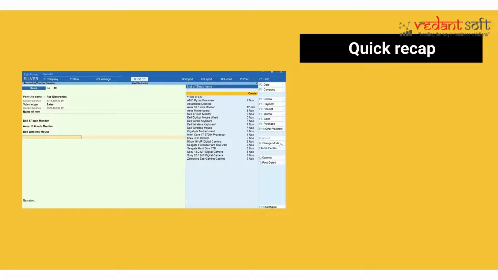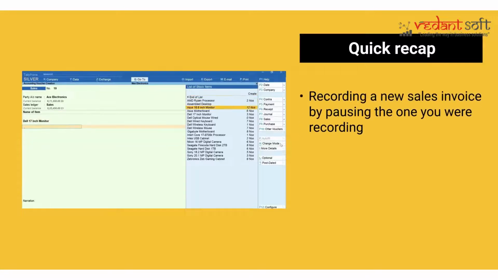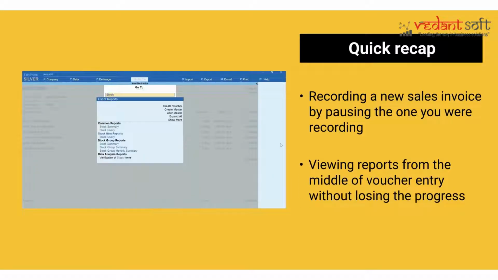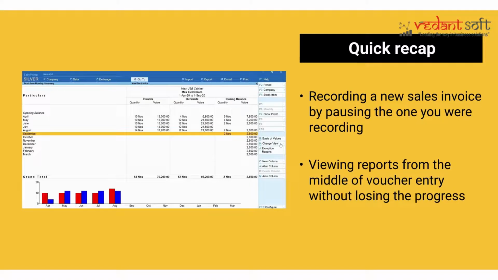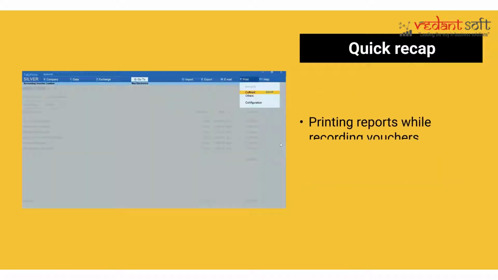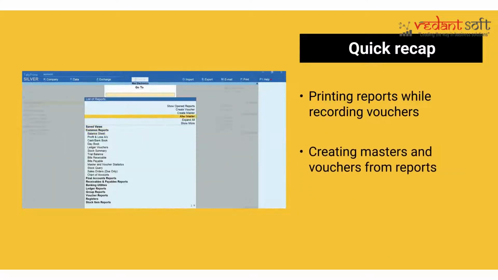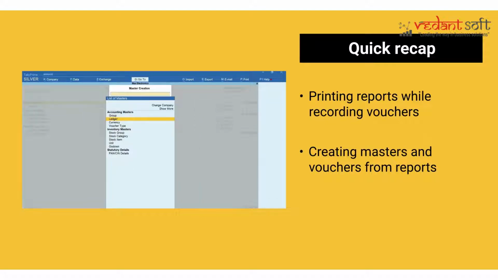Now it's time for a quick recap. Recording a new sales invoice by pausing the one you were recording. Viewing reports from the middle of voucher entry without losing the progress. Printing reports while recording vouchers. Creating masters and vouchers from reports.